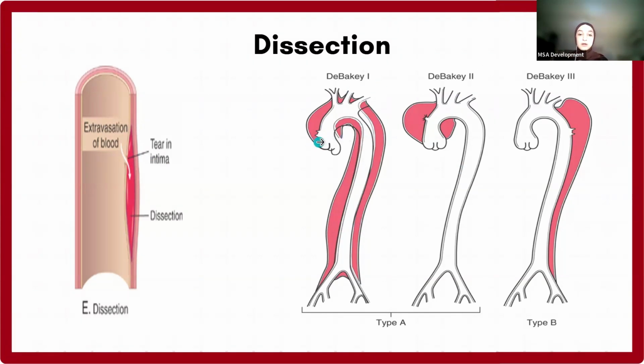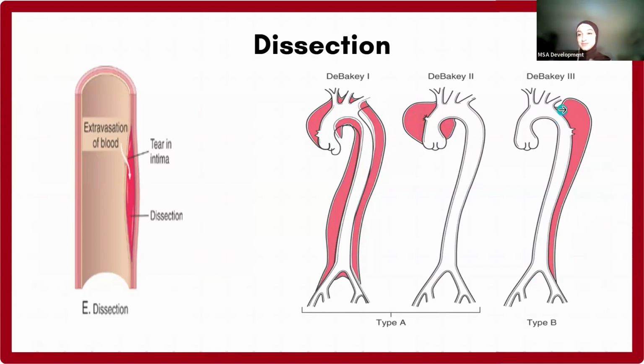The first one includes both, so both ascending and descending aorta. Sorry, and the second one includes just the ascending aorta. However, both of them include the ascending because it's type A. In type B, how I remember it is B for below, so only the descending aorta, B below, so it's not the ascending.